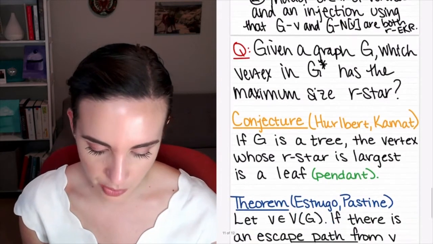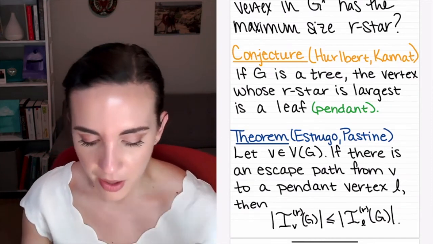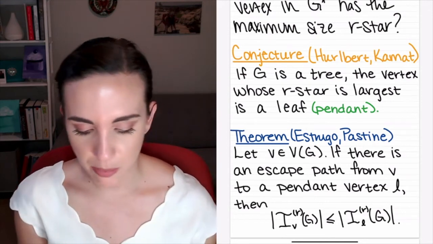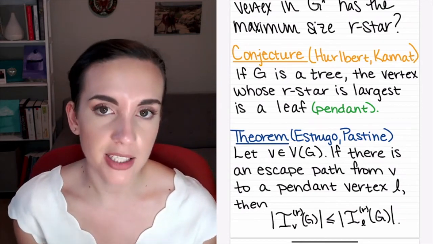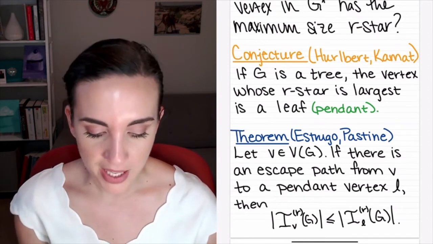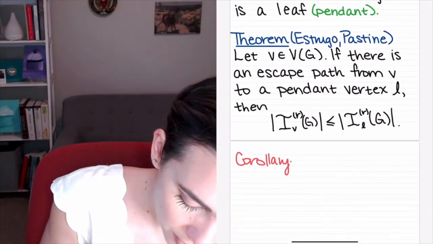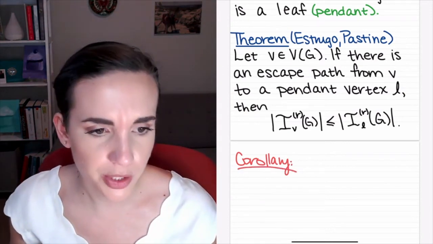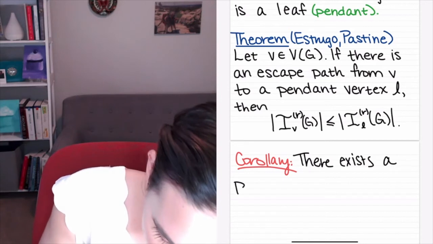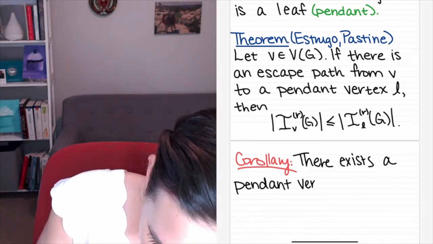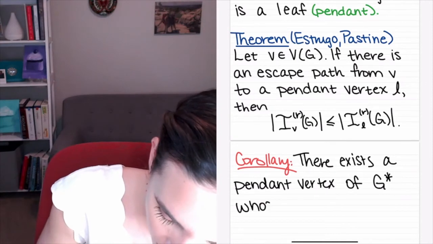And recently in September of 2020, Estrugo and Pastine proved the following theorem towards this conjecture. The theorem talks about these escape paths from a vertex to a pendant vertex and the relationship between the size of their stars if an escape path exists. But the main thing that I want to take from this theorem is that there's actually a related corollary, a direct result from this. And that is that there exists a pendant vertex of G star whose R star is largest.